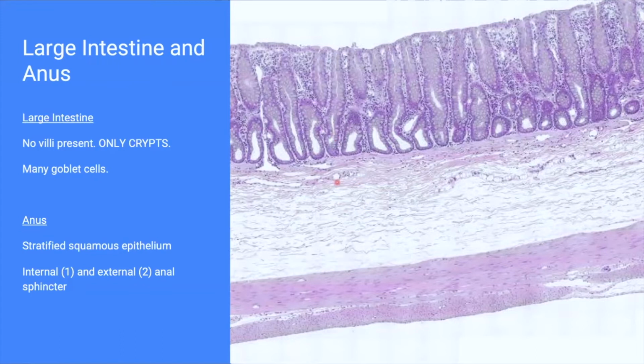The submucosa is pretty sparse. It's really just connective tissue and vessels. And then we have our muscularis externa, and then a connective tissue layer on the outside. So it's a pretty standard organization as far as GI is concerned. But the really important part is that there's no villi in the large intestine, and then they have a great deal of goblet cells found within those glandular structures.